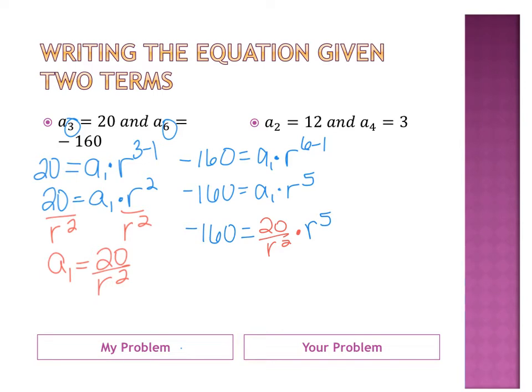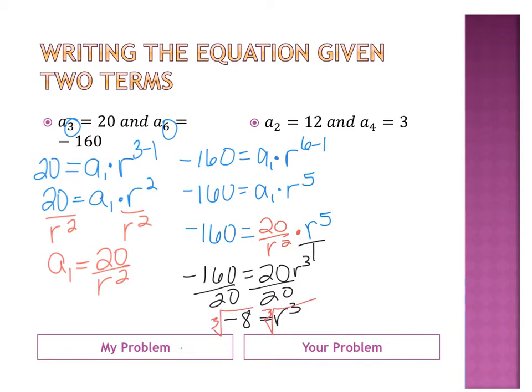Can my r's cancel? Because I can put a 1 underneath that. It'd be r to the 3rd. So negative 160 equals 20r cubed. Divide by my 20. Negative 8 equals r cubed. And how do I get rid of a cube? Cube rooting it. And what is the cube root of negative 8? Negative 2. R equals negative 2.